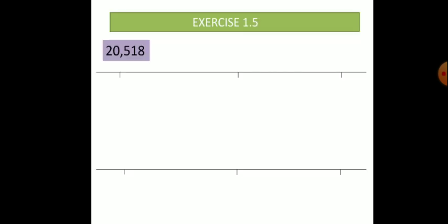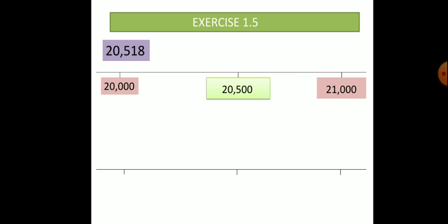Here the second number is 20,518. See, again I made one number line, and let us see where this number lies. 20,518 comes between 20,000 and 21,000. And let us see the mid number. Mid number is 20,500. Now our question is 20,518. So it is greater than 20,500. So it will round up towards 21,000. So the answer is 21,000.